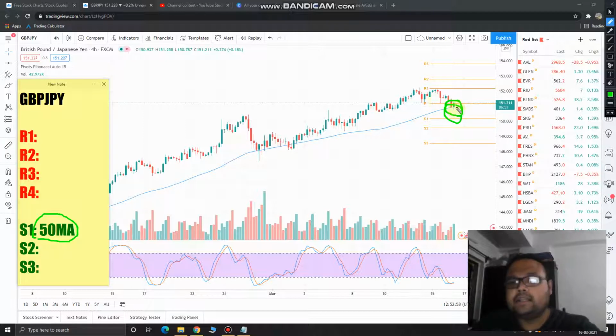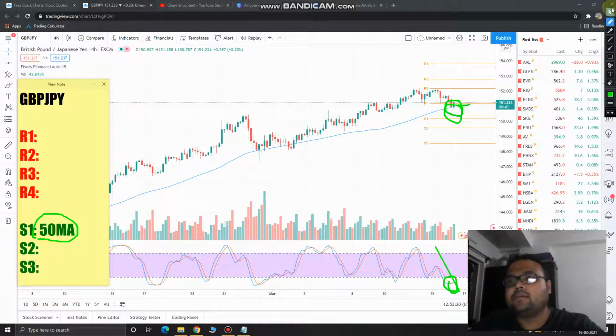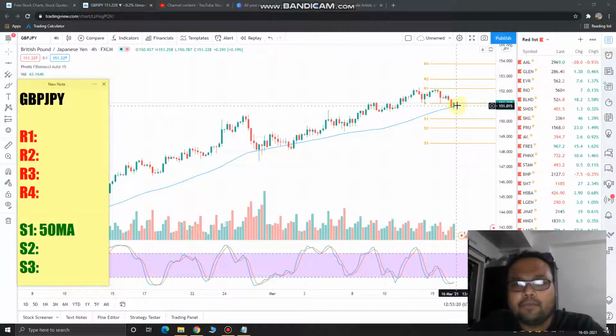Okay, and stochastic RSI is also in the oversold zone. Okay, you can see, it's the perfect place to grab the asset. So if you ask me, right now market is in the perfect place to grab, because it is taking support at the 50 moving average.